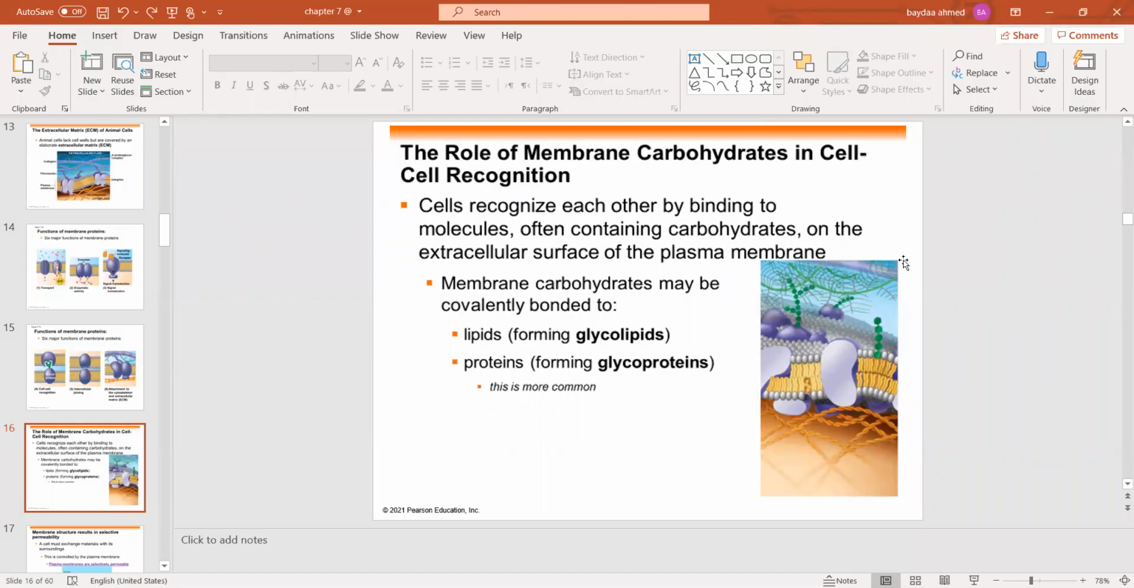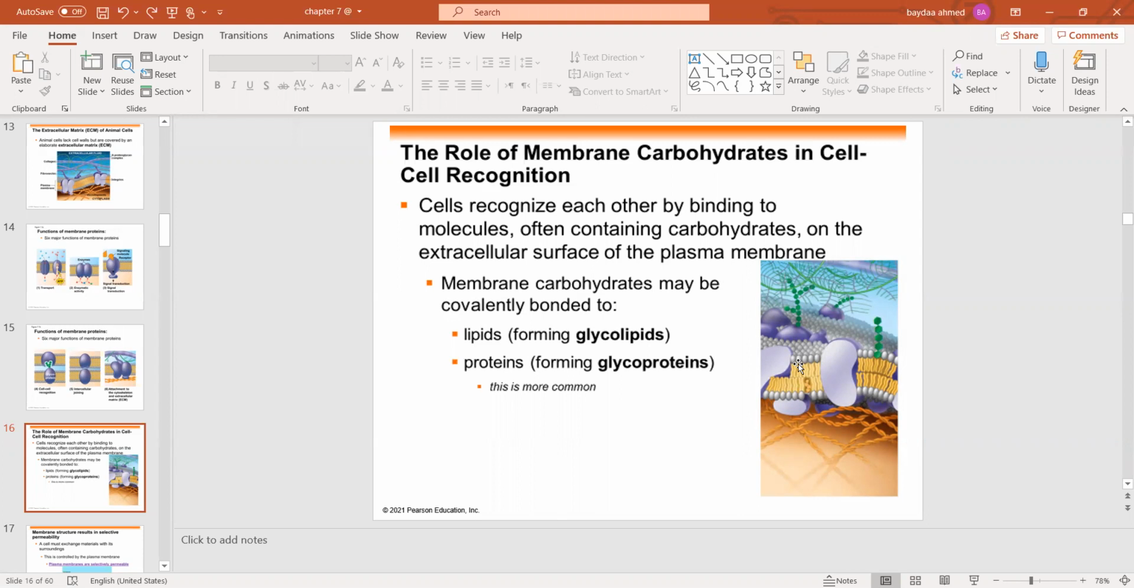A cell's ability to distinguish one type of neighboring cell from another is cell-to-cell recognition, and it is crucial to the functioning of an organism. It's important, for example, in sorting cells into tissues and organs in an animal embryo. It is also the basis for rejection of foreign cells by the immune system, an important line of defense in vertebrate animals.